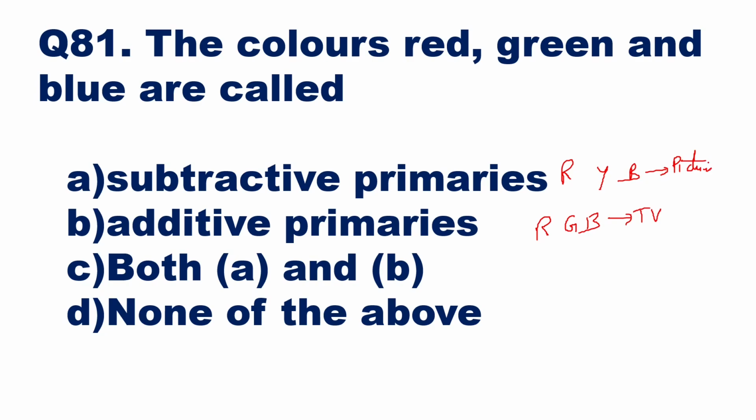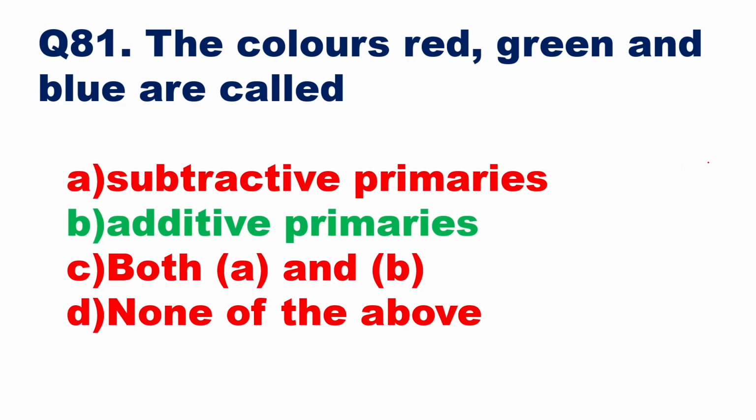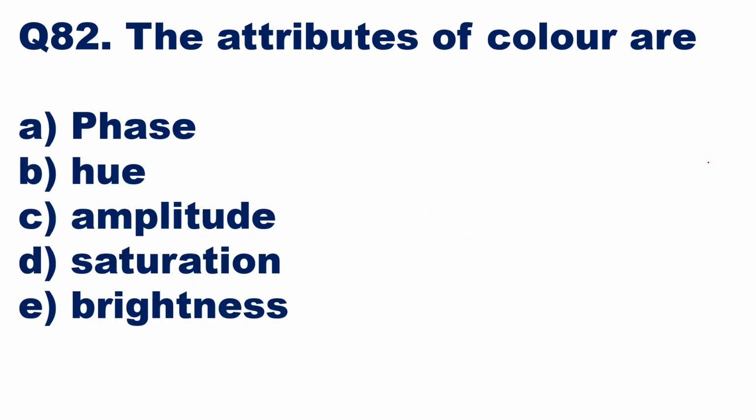In primary colors, if you're speaking about painting or pictures, then you have to speak about subtractive primaries, which are red, yellow and blue. And if you're speaking about TV transmission, then it is red, green and blue, which are additive primaries. So option B, additive primaries, will be the right answer. The colors red, green and blue are called additive primaries. Then we'll go to the next question.